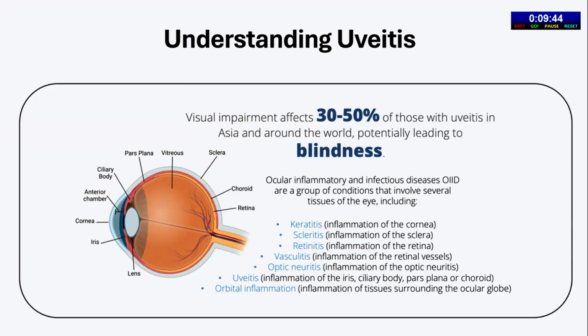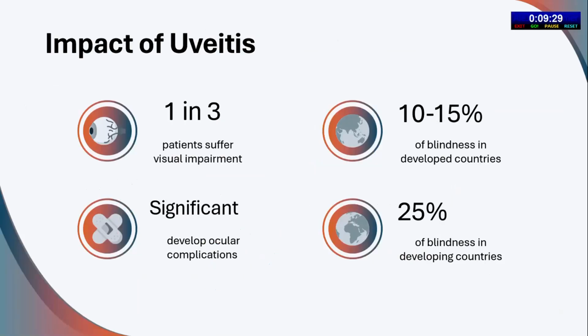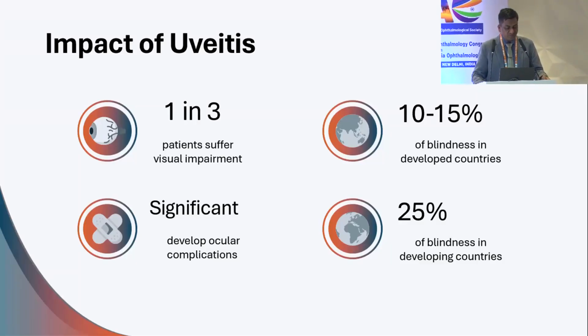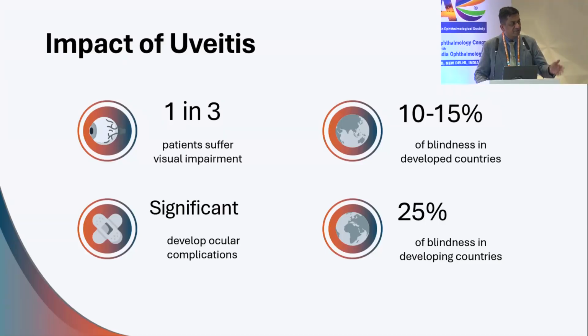So just to give you a little background about uveitis, some of the numbers. It forms a reasonably sizable number of patients coming to the clinic, but a big number of them result in visual morbidity. What has not been highlighted is the amount of morbidity which it can lead to. So these are some of the numbers which come up. 1 in 3 patients suffer visual impairment, 10 to 15% of the blindness in developed countries, significant ocular complications, and a lot of it in developing countries. And there are many different reasons, many different factors which we can go into.